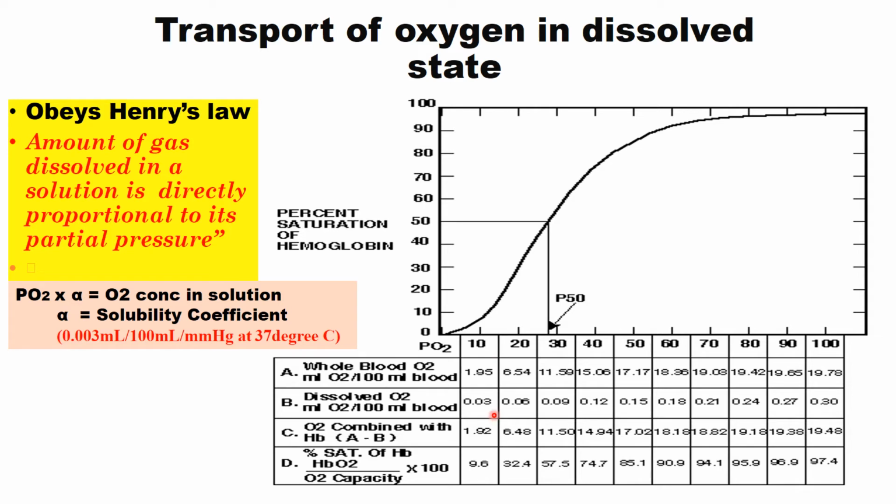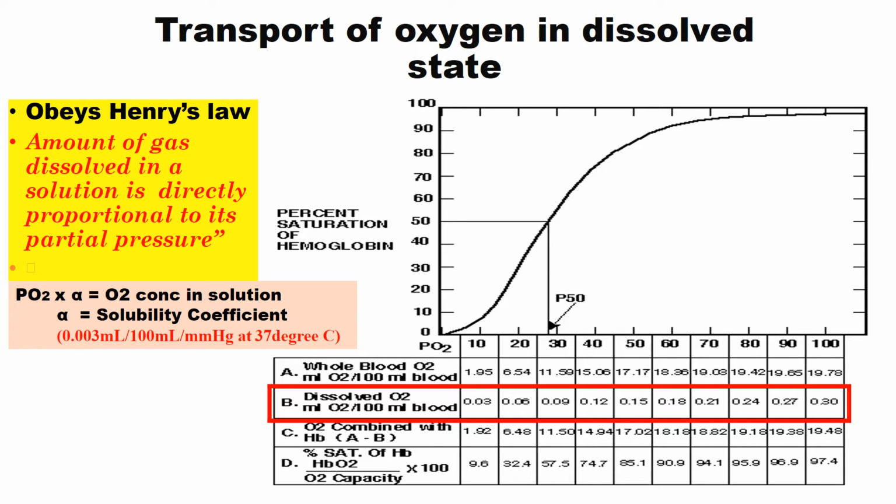So here the first column is 10, with the partial pressure of 10. We can have this value of dissolved oxygen, that is 10 multiplied by the solubility coefficient, that is 0.003, and the value we'll get is 0.03. The next is 20, then we get 20 multiplied by 0.003, which is 0.06. So we continue in this manner and then we reach the last column, at the partial pressure of 100. What we are getting is a value of 0.3 ml per 100 ml of blood.